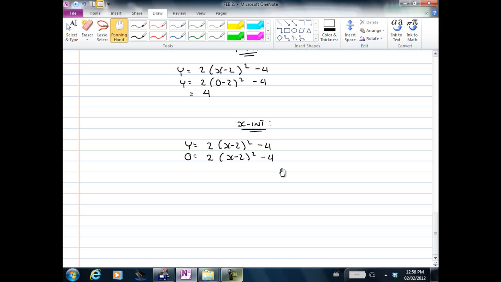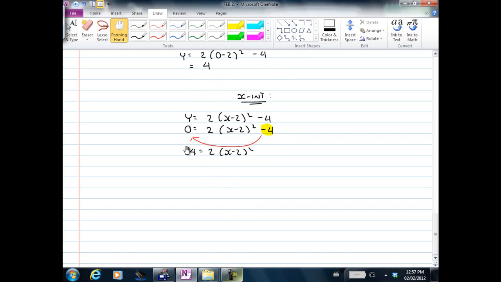So guys, this goes back to probably grade 9 algebra. Let's move the minus 4 over. Okay? Again, nothing too bad. So that becomes 4 equals 2(x - 2)². Now, I'm going to bring this 2 over by just simply dividing by 2. So this becomes 2 equals (x - 2)². Okay. Again, just basic algebra, nothing hard.